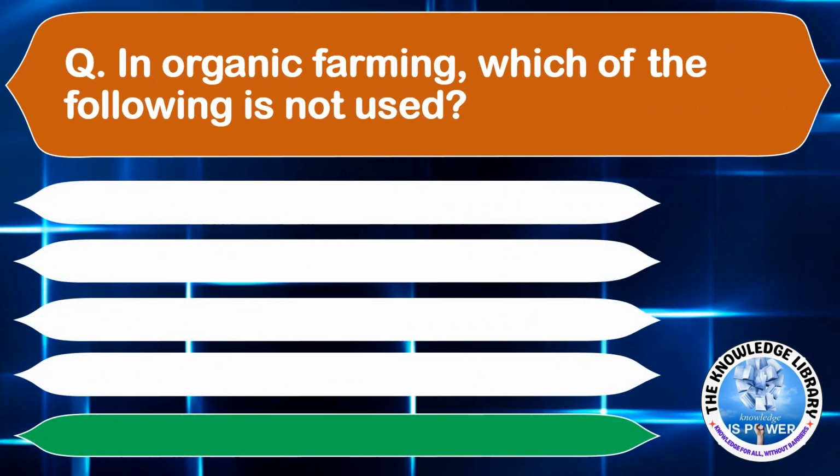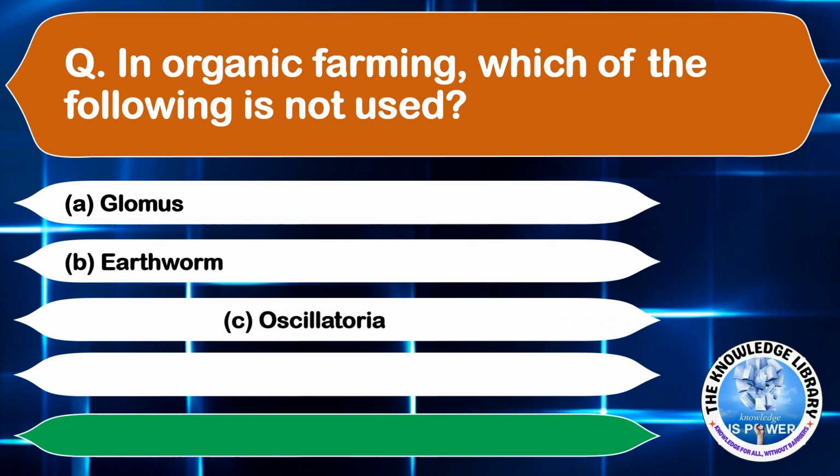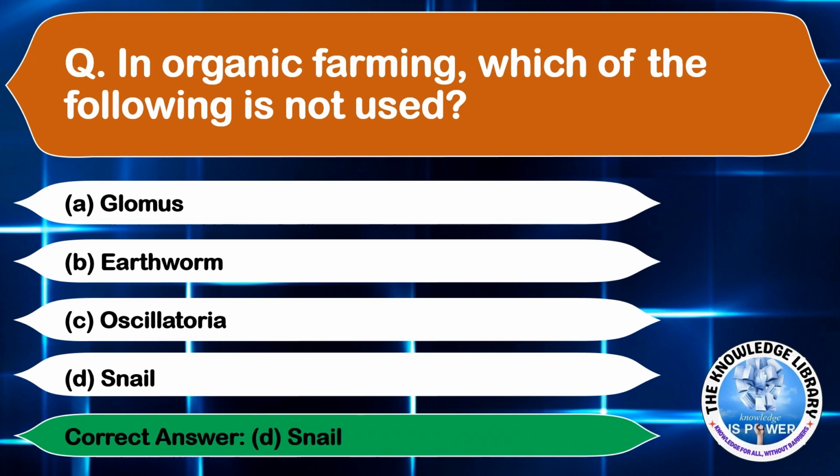In organic farming, which of the following is not used? Option A, Glomus. Option B, earthworm. Option C, Oscillatoria. And option D, snail. The correct answer is option D, snail. Moving on to the next question.